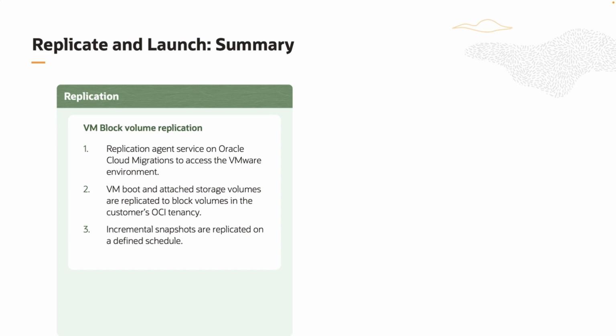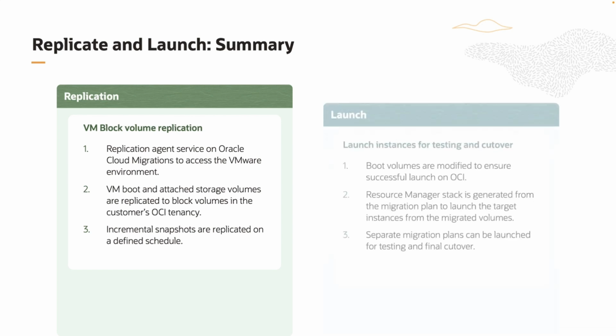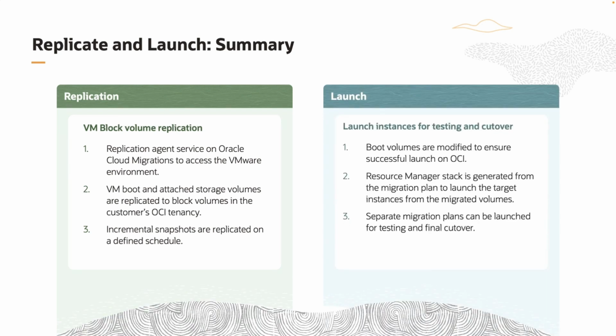For replication, you could also configure incremental snapshots to be copied on a defined schedule, so that only those new changed blocks are transferred after the first full snapshot copy. Once the replication is done, we are ready to launch the instances. The boot volumes are modified to ensure a successful boot up. A resource manager stack could be generated to launch those target compute instances from the replicated block volumes.